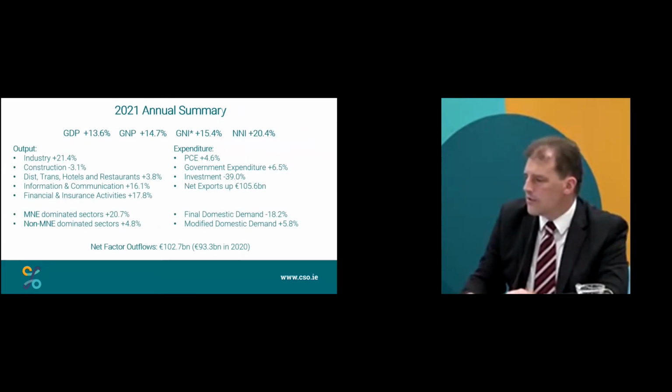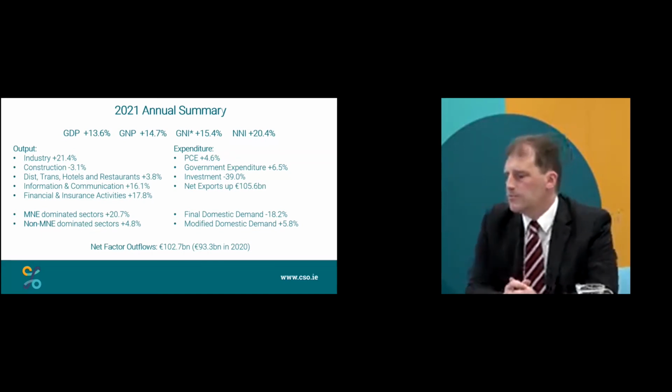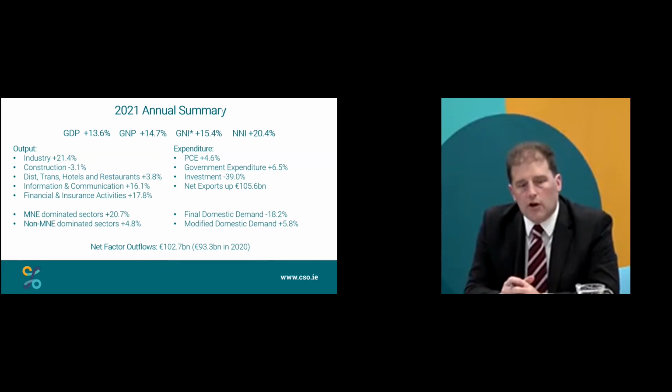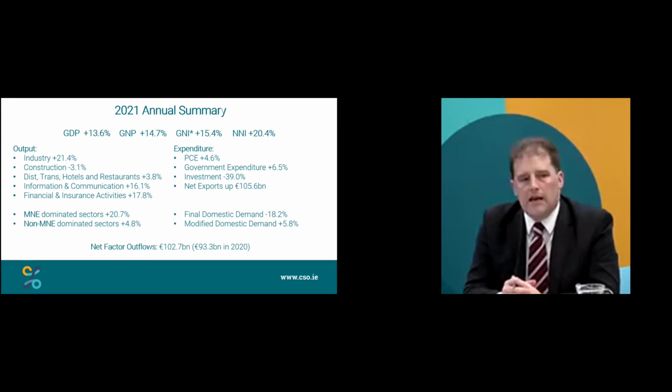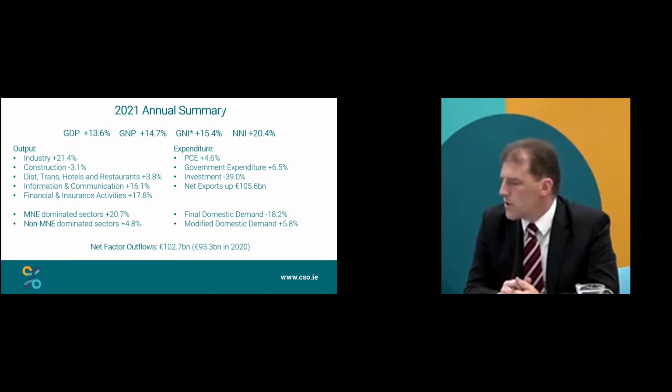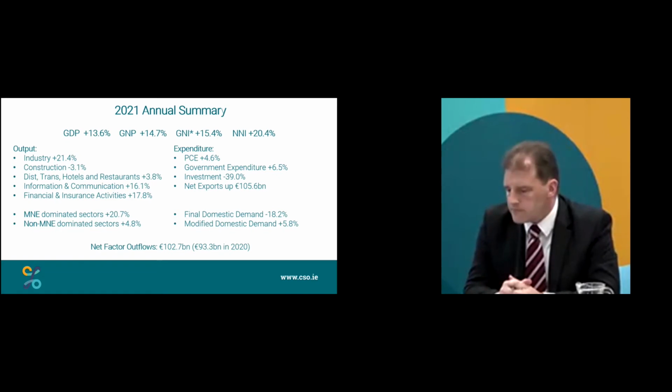So just to sum up on the annual accounts, we have GDP largely unchanged. We have a strong GNI* growth rate of 15.4%. And the new NNI indicator is also very strong, 20%, as it's affected particularly by the PLCs.